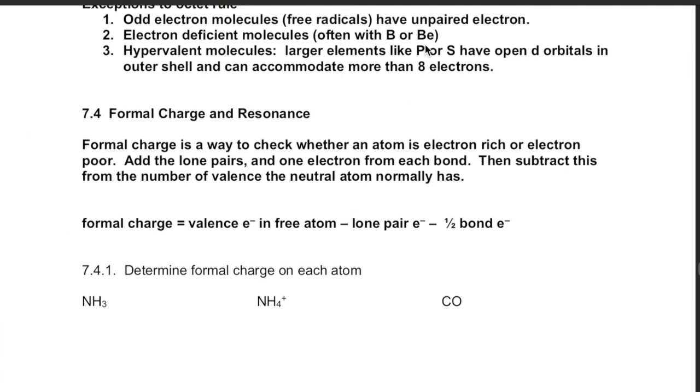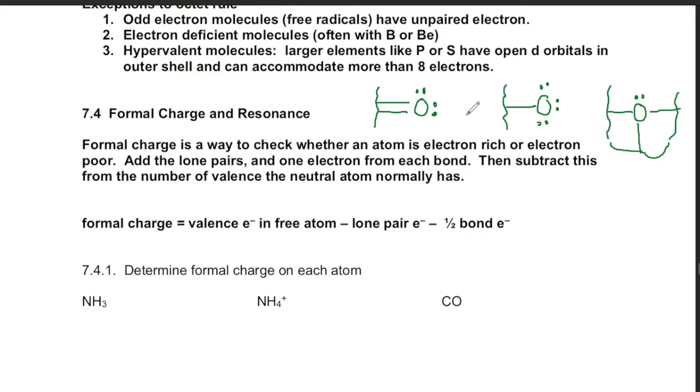Let's take a look at the concept of formal charge. It's a bookkeeping way of telling whether an atom is electron rich or electron poor. So let's look at a couple of possible scenarios for an oxygen atom. This first one is what we said normally occurs for an oxygen atom. Normally it has 2 bonds and 2 lone pairs. And that is the most stable configuration for oxygen.